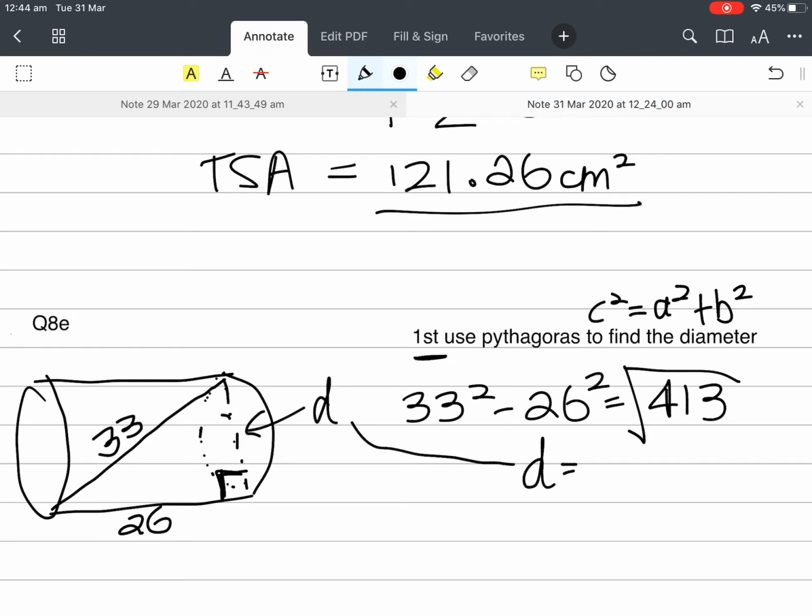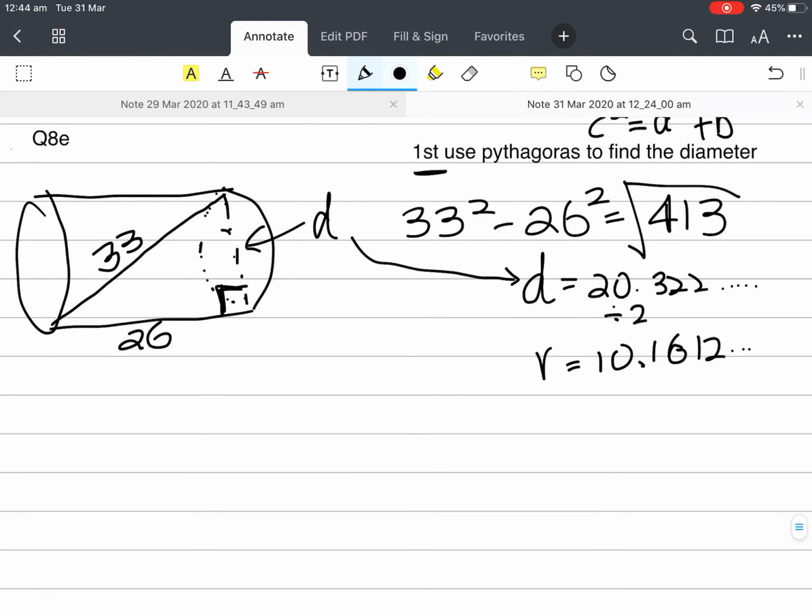So this ends up being 20.322 and so on. But I don't want the diameter when I'm doing surface area of a cylinder. I want the radius. So I need to halve that to get the radius, which becomes 10.1612 and so on. Okay, so I've got the radius.